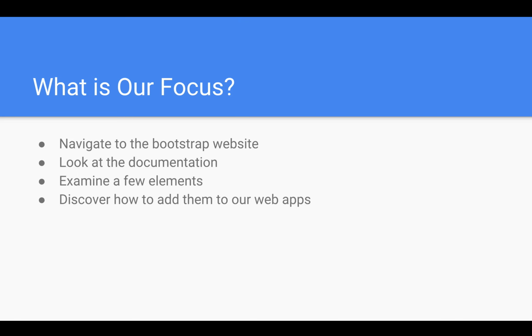So step number 1, get to the website. Step number 2, open up the documentation part. Step number 3 will be examining a few choice elements. And step number 4 will be discovering how to add these elements to our web apps, so we'll be taking a look at the source code themselves.